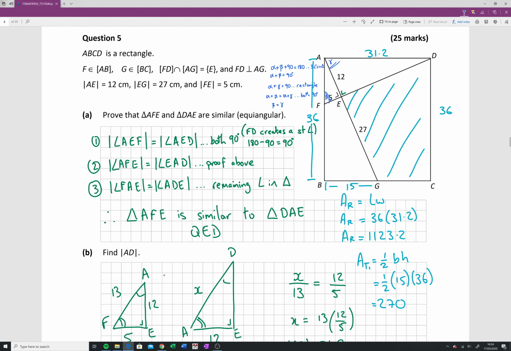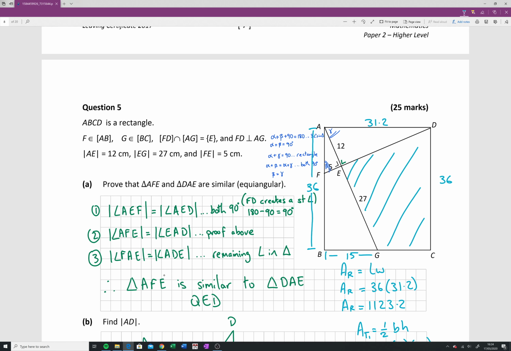Okay, so what are we going to say? We're just going to say, running out of space here, that 12 squared plus x squared is equal to 31.2 squared. So x is equal to, let's just do that on there, 31.2 squared minus 12 squared is that, and it's going to be the square root of the answer. So it comes out as 144 over 5, or 28.8. That's what that is.